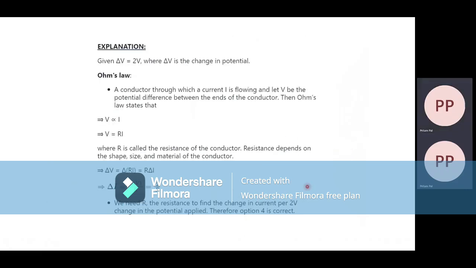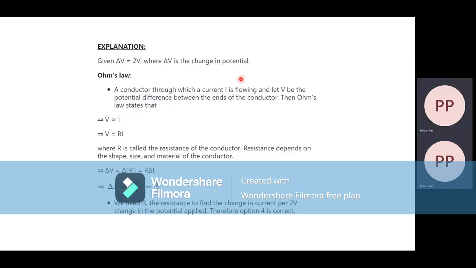So basically, the explanation will be as according to the question. The change, del V, is 2 volt, where del V is just a change in the potential. So we're simply going to use V equals Ri. So take the change in the voltage on both the sides. As I mentioned, for a fixed material, fixed temperature, fixed shape and size, this R is not going to change, right?